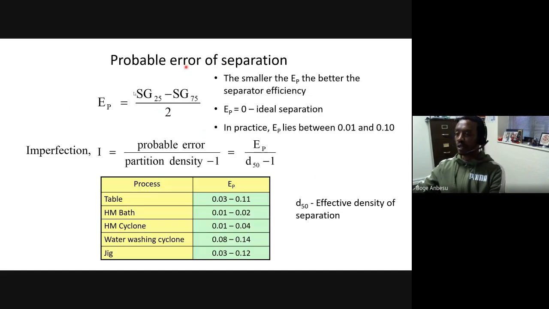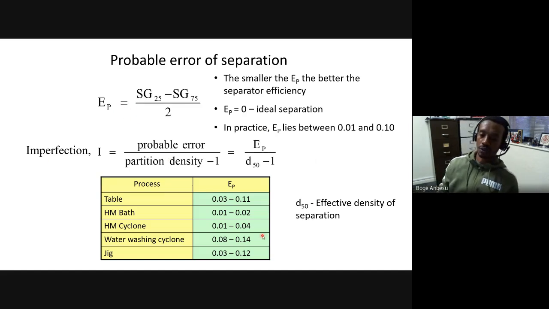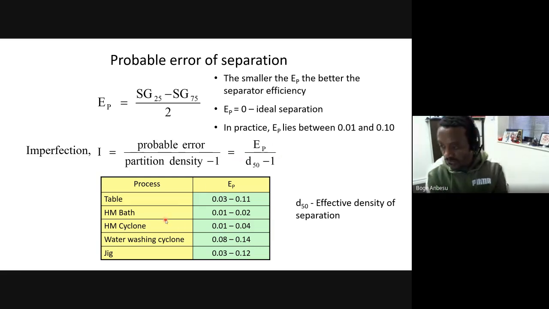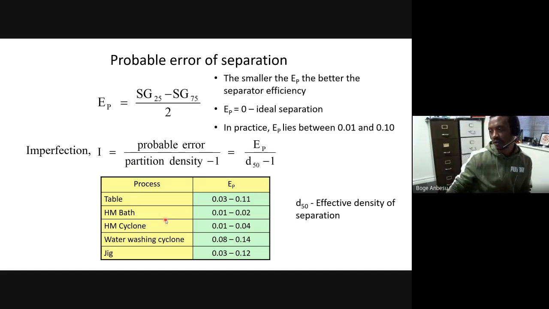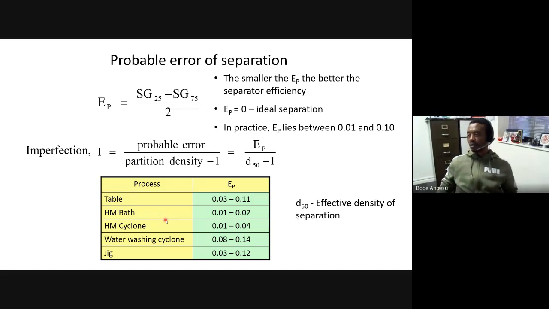Also, from that curve, you can calculate probable error and imperfection. From that, you can make some nice conclusions as well. Okay, so ideally for a probable error, you want it to be close to 0. Again, imperfection can be calculated using this formula as well. And this is just a comparison of some of the different gravity separators that we have and their expected errors. So as you can see, closer to 1 for heavy media cyclone is expected to be highly efficient. Heavy media bath is expected to be highly efficient because of the fact that they have a lower probable error.